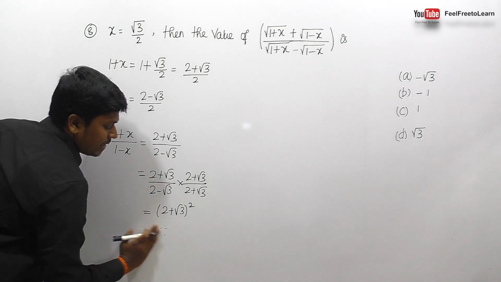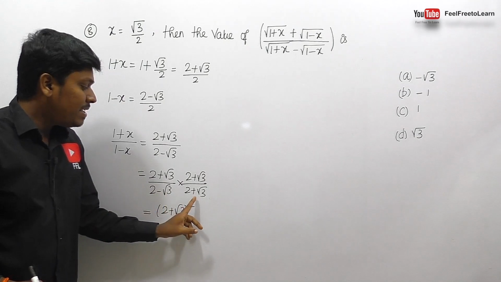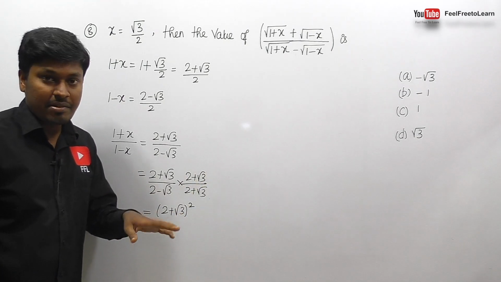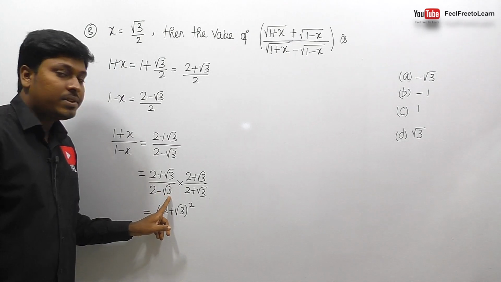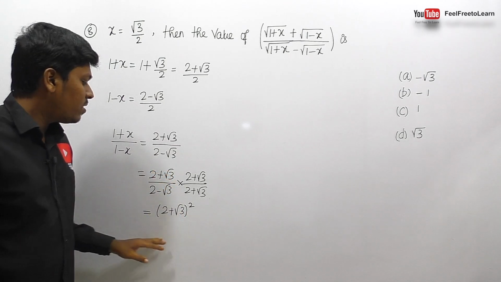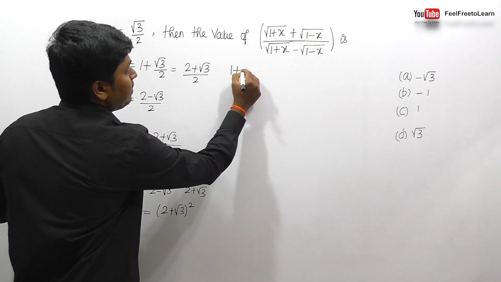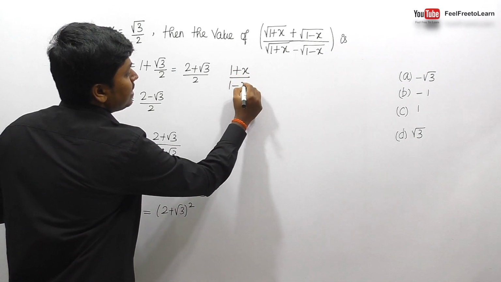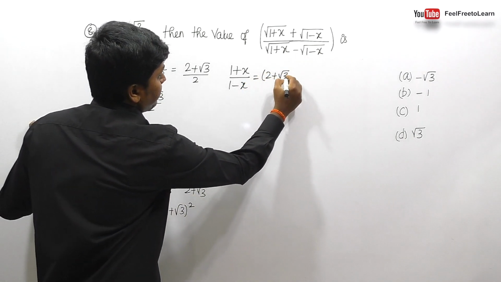So we don't need to write the denominator. Friends, can you understand this concept? (a minus b)(a plus b) is a square minus b square. a square will be 2 square, that is 4. b square, root 3 square, will be 3. So 4 minus 3, the denominator will be 1, so we don't need to write the denominator. So finally we got the answer: 1 plus x divided by 1 minus x is equal to (2 plus root 3) the whole square, right?